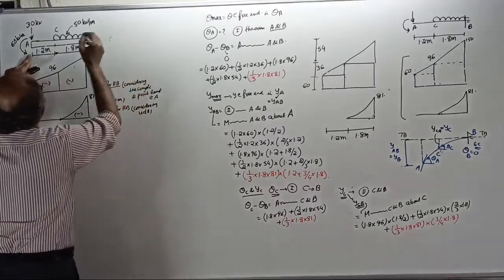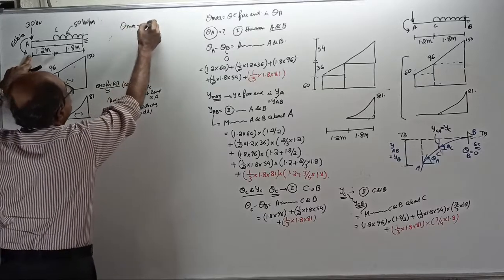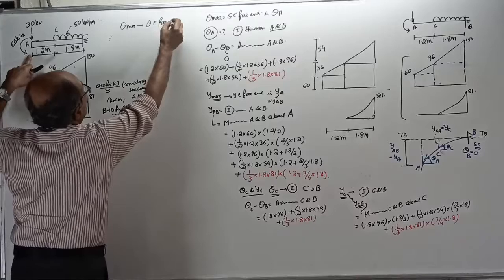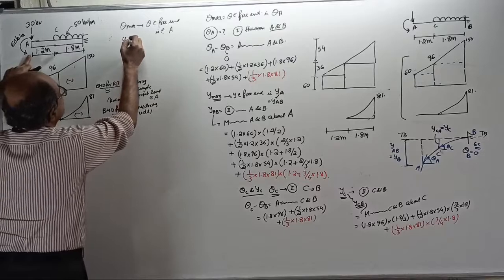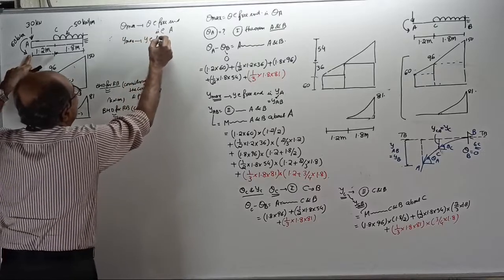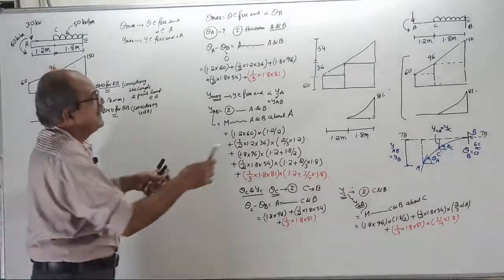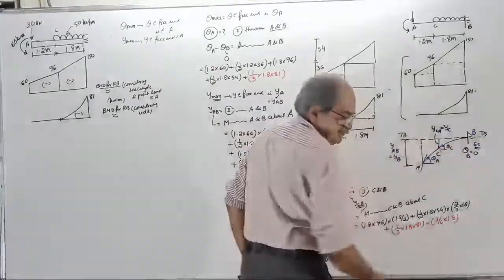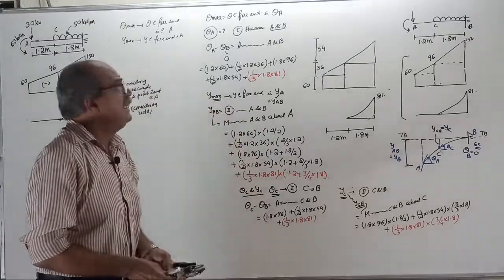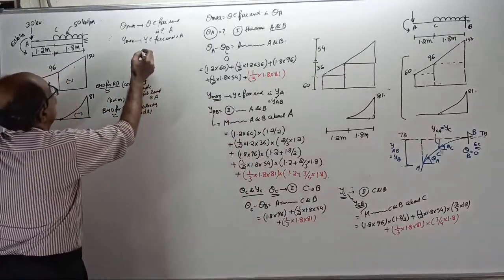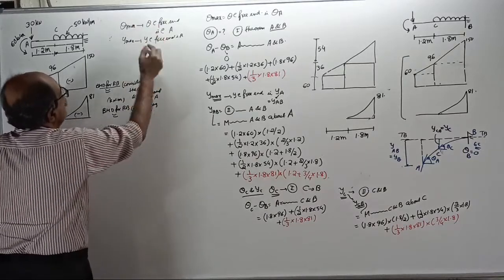First, theta max is nothing but theta at the free end, at A. And y max is y at the free end, that is at A. Last time it was B because B was the free end. See the elastic curve here. Now the elastic curve will come like this. So maximum slope and maximum deflection are both at the free end A. Theta max means theta A, y max means y A.